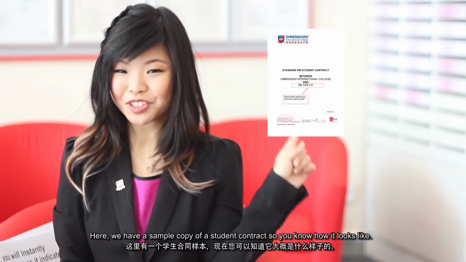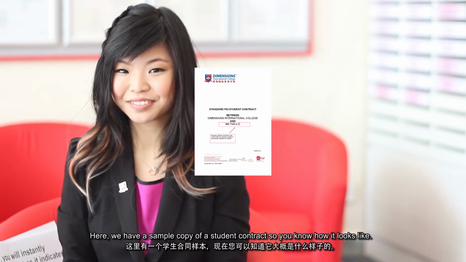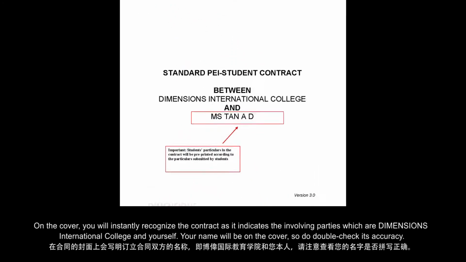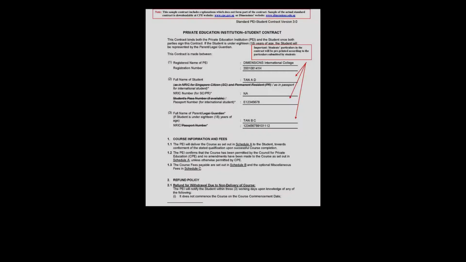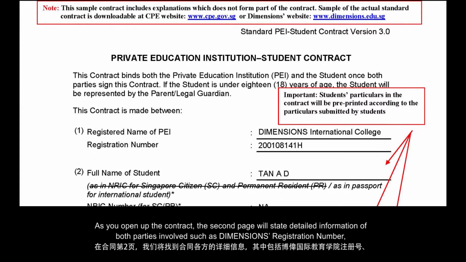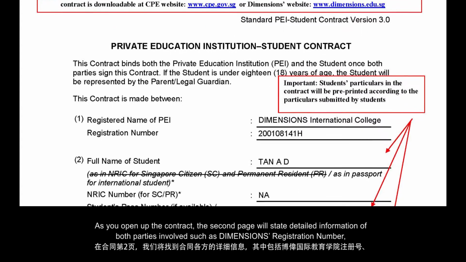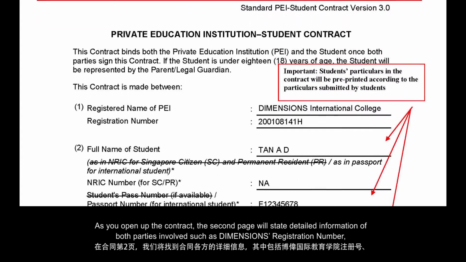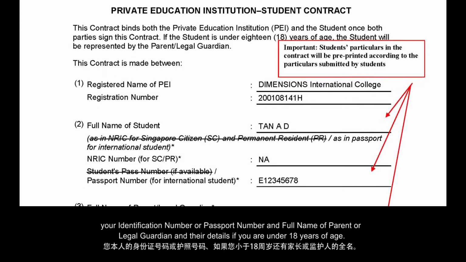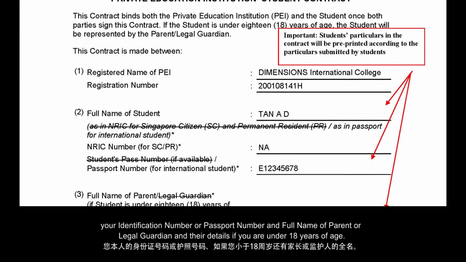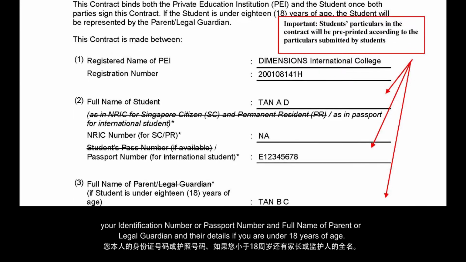Here we have a sample of the student contract so you know how it looks like. On the cover, you will instantly recognize the contract as it indicates the involving parties, which are Dimensions International College and yourself. Your name will be on the cover, so do double check its accuracy. As you open up the contract, the second page will state detailed information of both parties involved, such as Dimensions registration number, your identification number or passport number, and full name of parent or legal guardian and their details if you are under 18 years old.